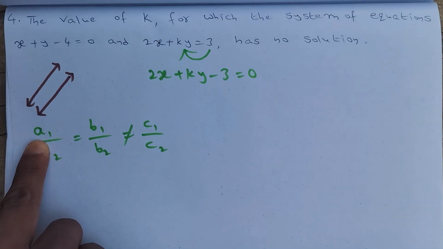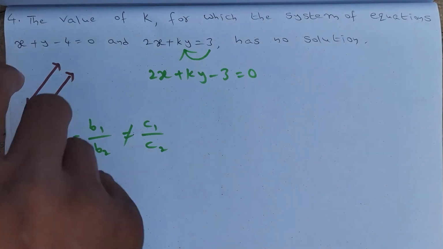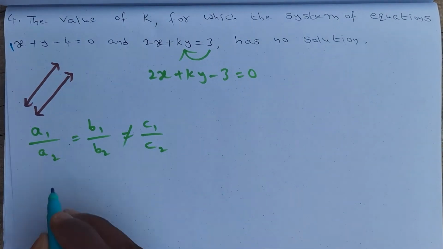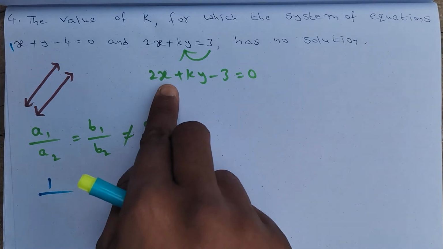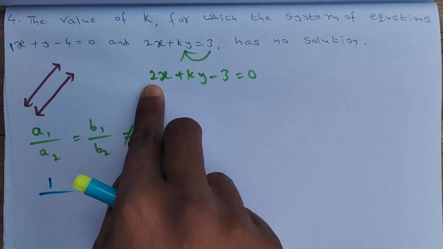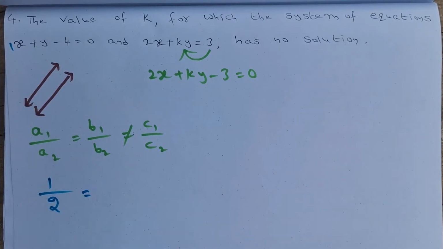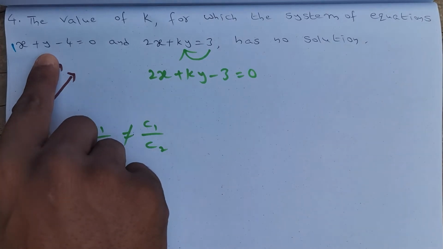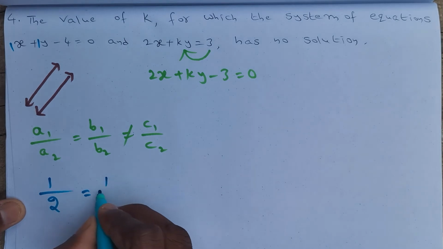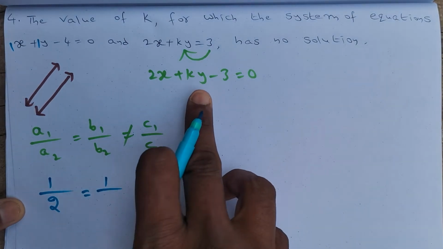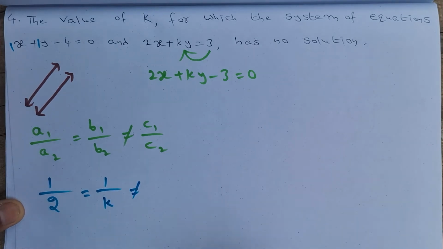A1 in the first equation, x coefficient. Here before x number is not there, it means 1. So A1 is 1 divided by A2. Here in the second equation, x coefficient is 2. So before x, which value is there? 2. So A2 is 2, which is equal to B1, y coefficient in the first equation. Here before y nothing is there, it means 1. So 1 by B2, in the second equation, y coefficient k. This should not be equal to C1 by C2.